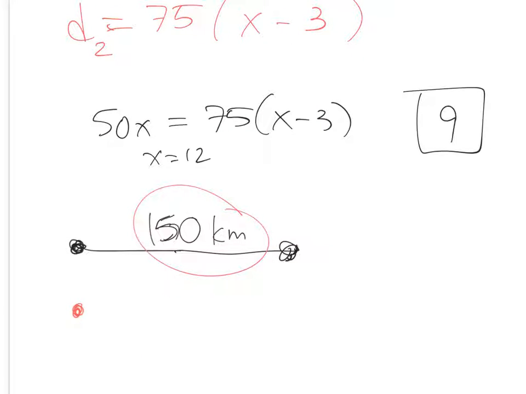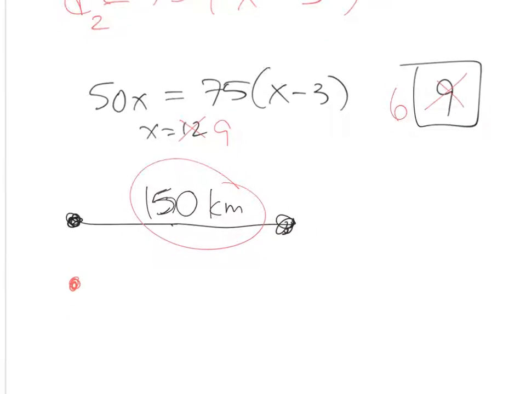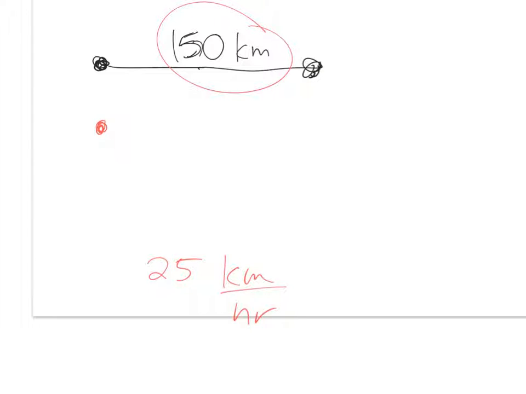So go back to here. This would have been 9, I think. And this would have been 6, okay? Yeah, that's right. So if you do this, think about it. You're trying to cover 150 kilometers, and you're gaining, at every hour, 25 kilometers. And you could visualize this.